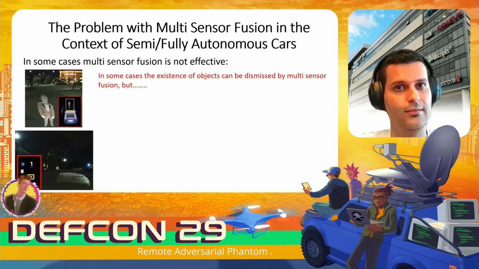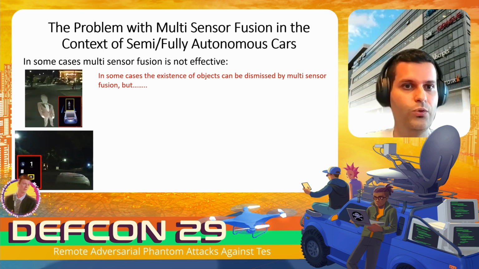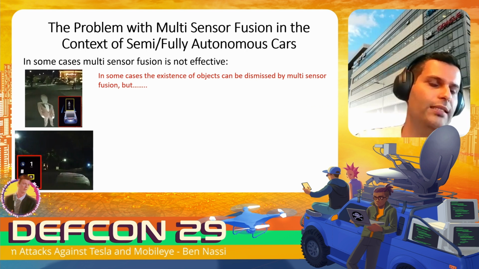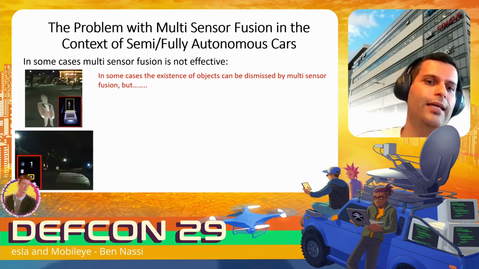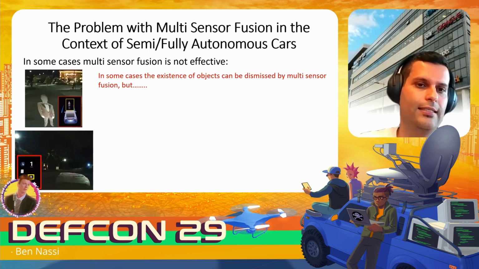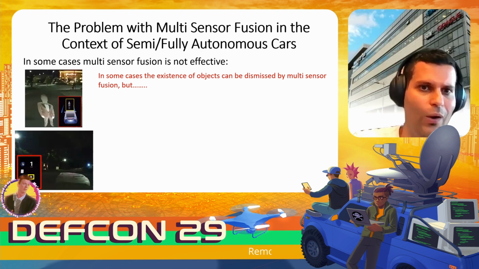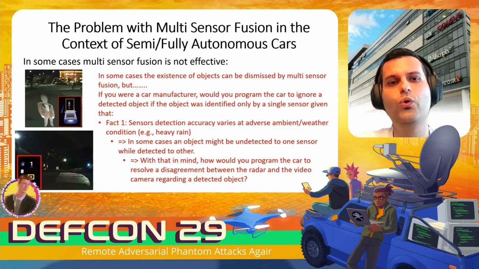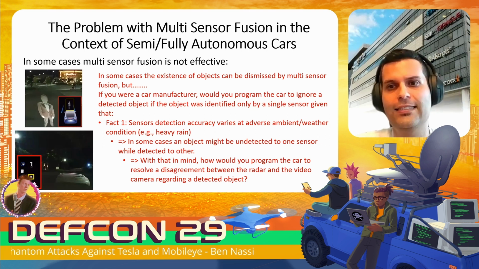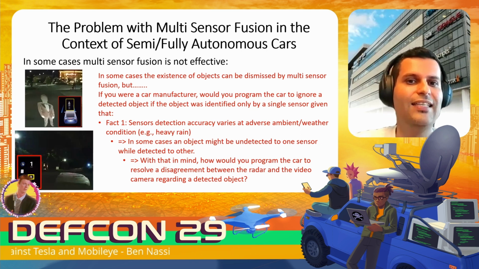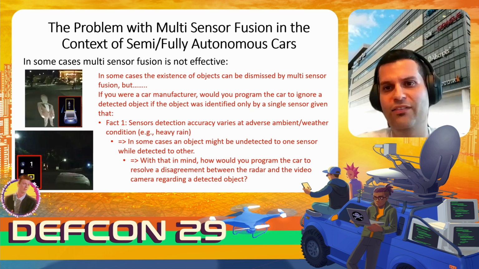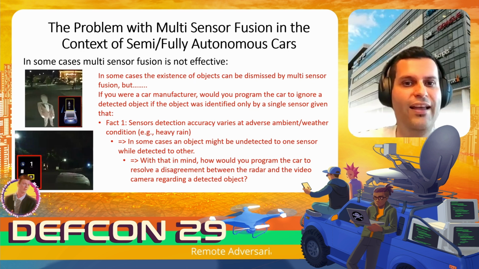In some cases, multi-sensor fusion can be used to detect the existence of an object. This is, for example, the two cases where multi-sensor fusion can be used to detect a pedestrian and to detect this projected car. However, if you were a car manufacturer, would you program the car to ignore a detected object if the object was identified only by a single sensor, given that you know that sensor detection accuracy may vary in adverse ambient or weather conditions, for example, a heavy rain?